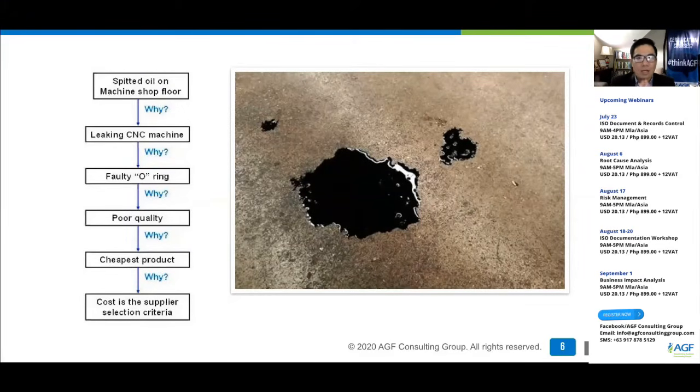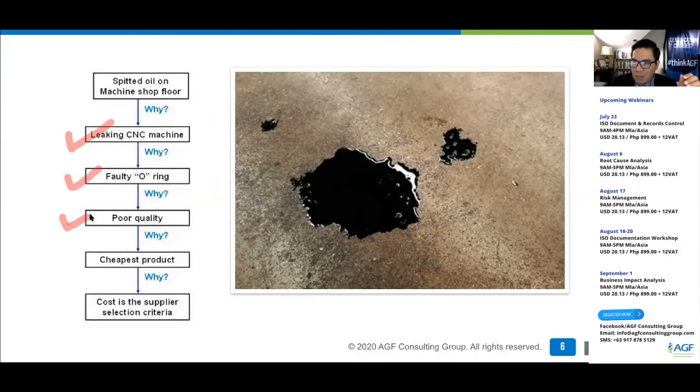Why is there a leak on the floor? So maybe you'll say because the machine is leaking. There's something wrong with the machine. Okay, there's a leak in the machine. And then you ask again, why is there a leak on the machine? Well, because maybe the part is faulty. Okay, we need to maybe change the gasket or that ring right there. And why is the ring faulty right away?